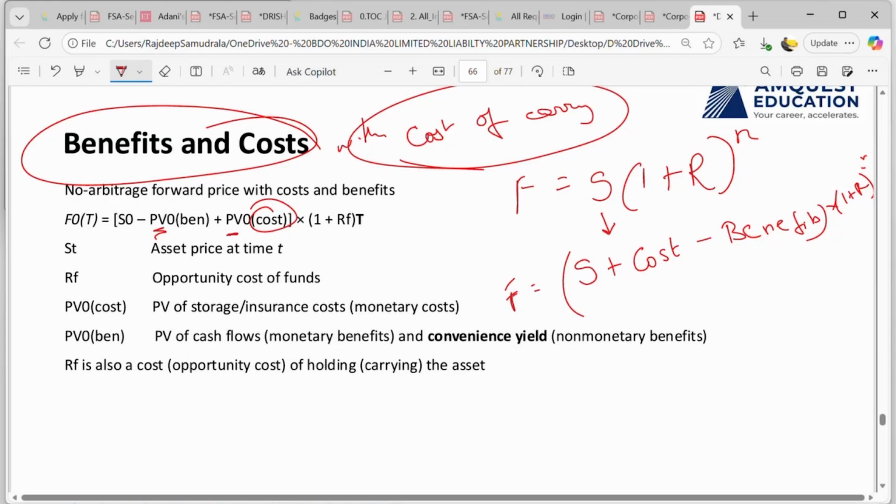That's how it will work. Clear? So what cost do you think I'm talking about? Storage cost, insurance cost. What are the costs you incur to buy and carry the asset? That is a cost that you want to add. And what benefits might you earn? You may earn yield, cash flows, interest, or money from simply lending the asset, and so on and so forth. So these are the various benefits.